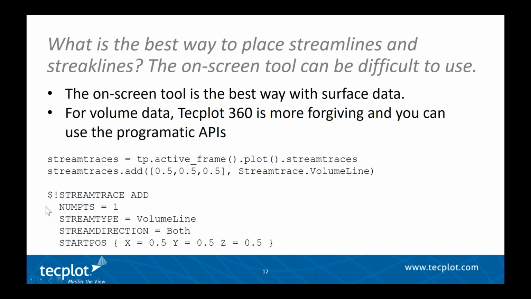And then here's the equivalent in the Tecplot macro language. One thing you'll notice here is in the macro language, I specify the stream direction as both. The Python layer and the macro language have different defaults for stream direction. Stream direction in Python defaults to both, whereas in the macro language it defaults to forward. So these two lines are actually equivalent at this point.